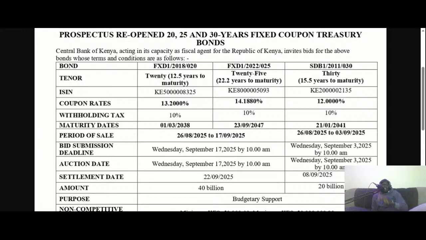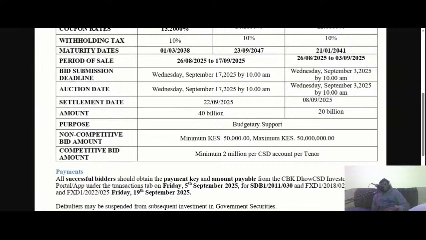The minimum amount that you need to place a bid is, as usual, 2 million competitively, and 50,000 uncompetitively. And any additional amount has to be a multiple of 50,000. So those are the key features of the bonds that have been floated by the Central Bank of Kenya for the September 2025 auction. That is the kind of information that you need to know.